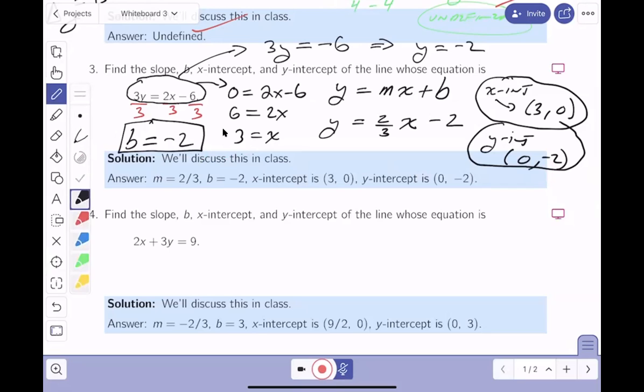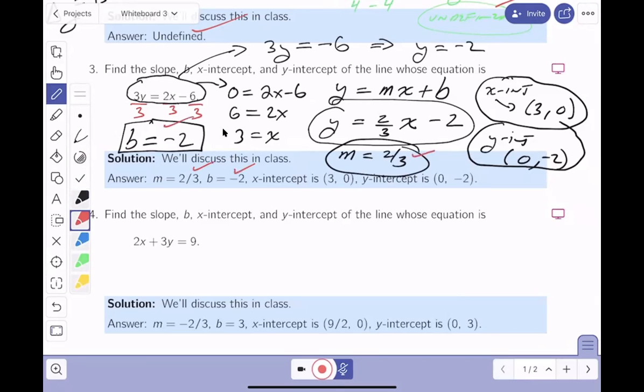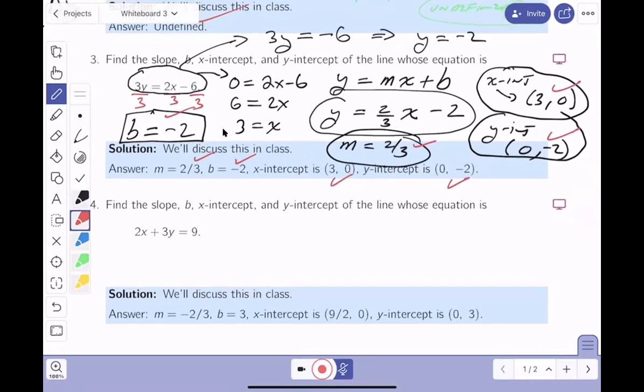Where am I looking? I'm looking here. And the slope can be read right from that. What's m? 2/3. Let's go to my key, see if we got it. M is 2/3. B is -2. X-intercept is (3, 0). Y-intercept is (0, -2). All right, let's do number 4.